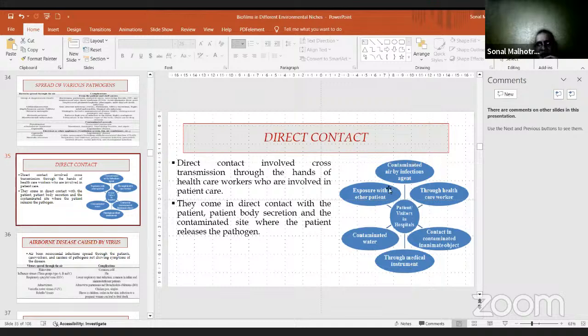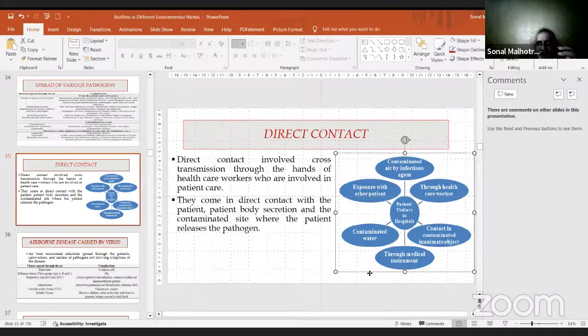So you have contaminated air by an infectious agent. So maybe you are a visitor or something, and you walk to a patient or a friend who is a patient, and when you come in contact or come close to that person, you can get infected because some healthcare worker, maybe not your friend or patient, but a healthcare worker may be carrying a bacterial infection or a viral infection, and that can be transmitted to you. So then exposure with another patient, exposure through healthcare worker, patient visitors in a hospital, contaminated water. All of these are direct contact kind of things where they can lead to this.